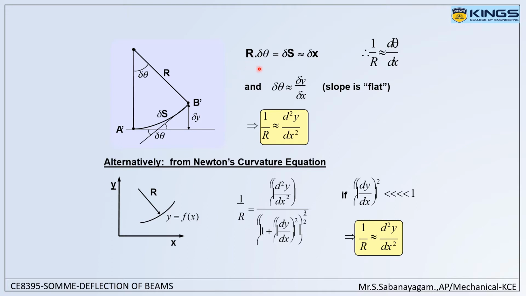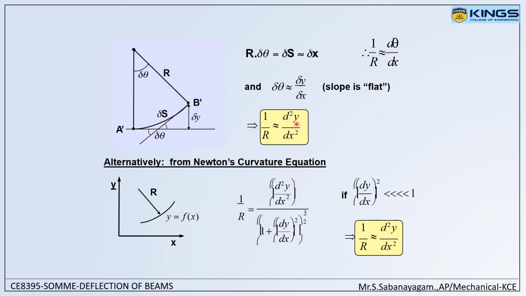So r d theta is equal to ds, which is equal to dx. If the slope is very small, ds is equal to dx, and d theta is nothing but dy by dx, that is the slope, the relation to find the slope. Hence 1 by r becomes d square y by dx square. Since d theta is equal to dy by dx, the differential of dy by dx is equal to d square y by dx square.